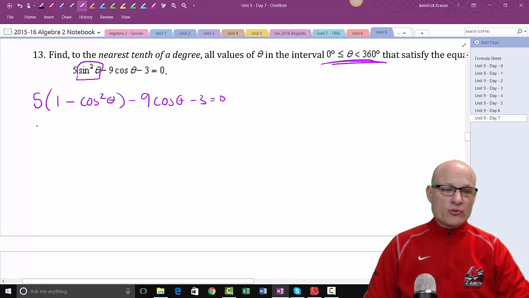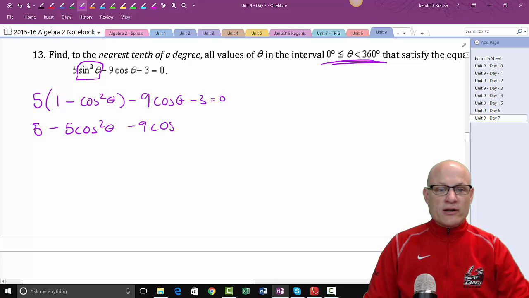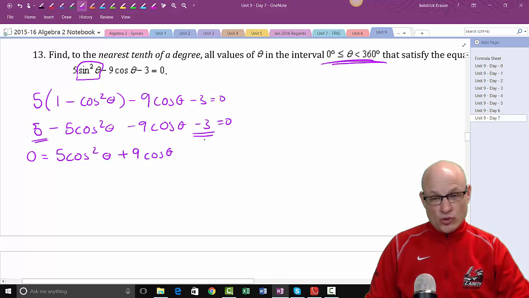Go back and look in the notes. We just did it a few seconds ago. 5 minus 5 cosine squared theta minus 9 cosine theta minus 3 equals goose egg. Move everything to the right side. So 0 equals 5 cosine squared theta plus 9 cosine theta. Now 5 minus 3 is 2, positive 2, but when it goes to the right side, it becomes negative 2.